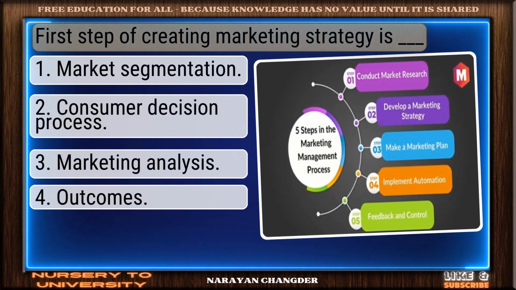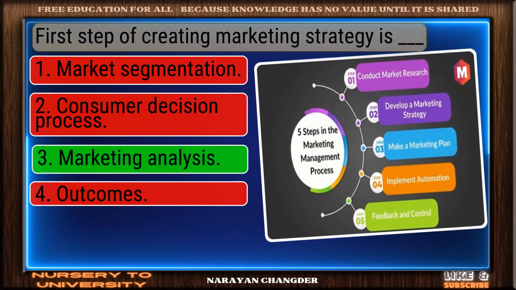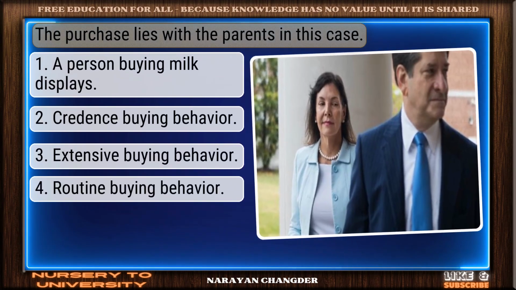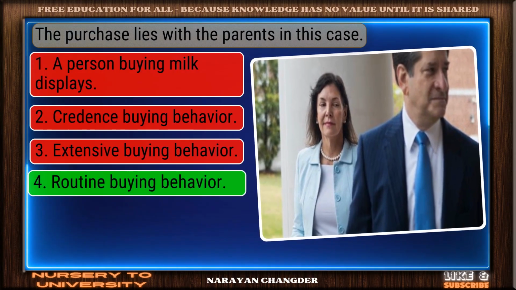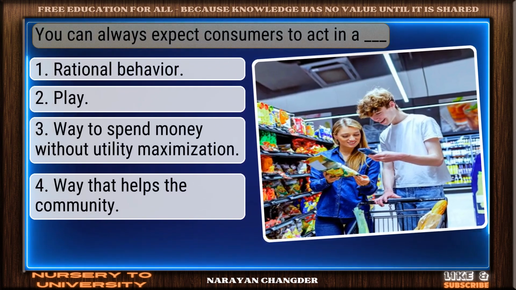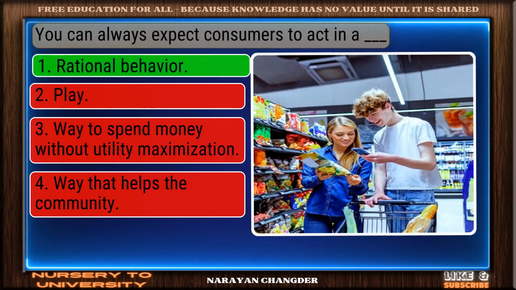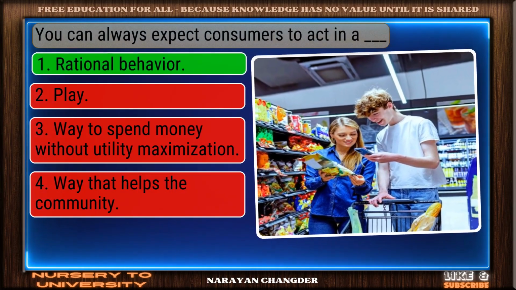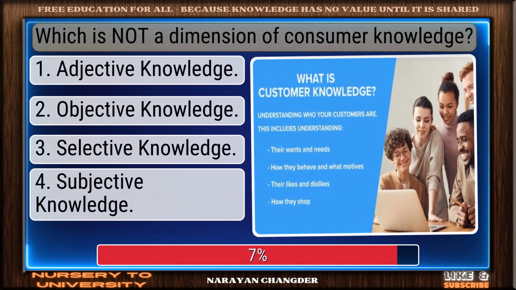First step of creating marketing strategy is dash. Smart pick. Marketing analysis is the correct choice. The purchase lies with the parents in this case. Right choice. Routine buying behavior is the best answer. You can always expect consumers to act in a dash. Well-reasoned. Rational behavior is the correct choice, which is not a dimension of consumer knowledge.